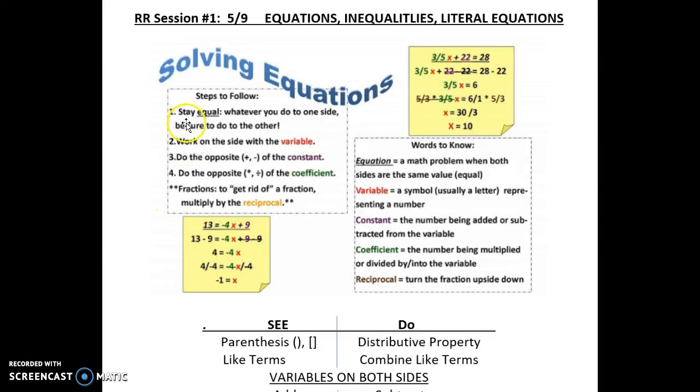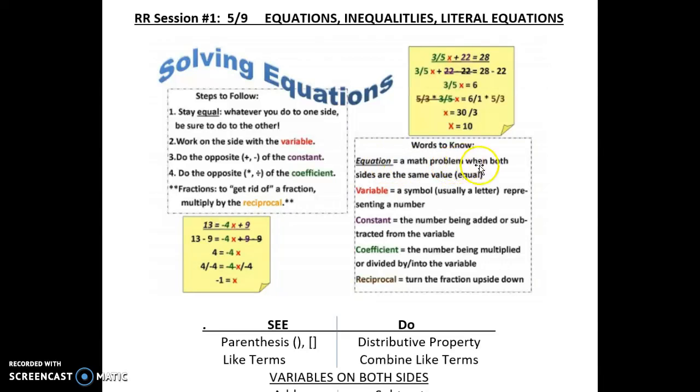To solve equations, these are the steps that you want to follow. Please remember that whatever you do to one side, you have to do to the other, because we can manipulate anything, but we can't change the value. You want to work on the side with the variable, do the opposites of the operations, and you always want to get rid of fractions. You kind of know this already, but it gives you some words as well as some verbal instructions, along with some vocabulary that you really should have in your brain.